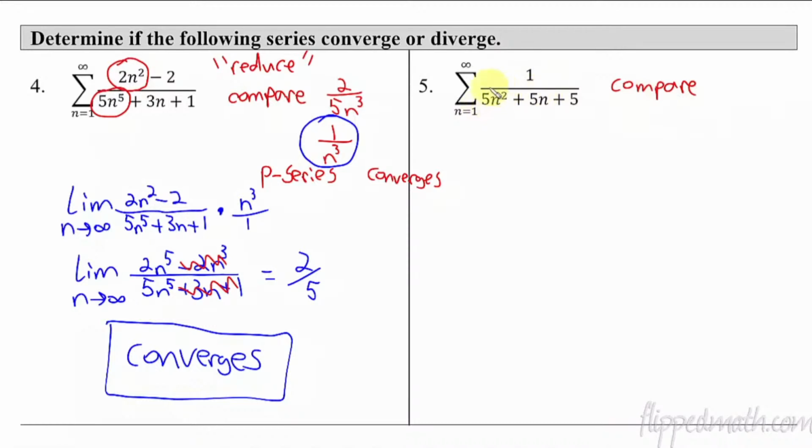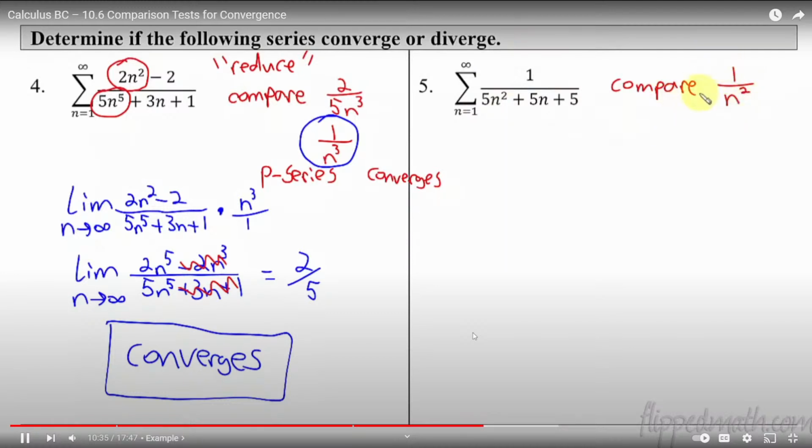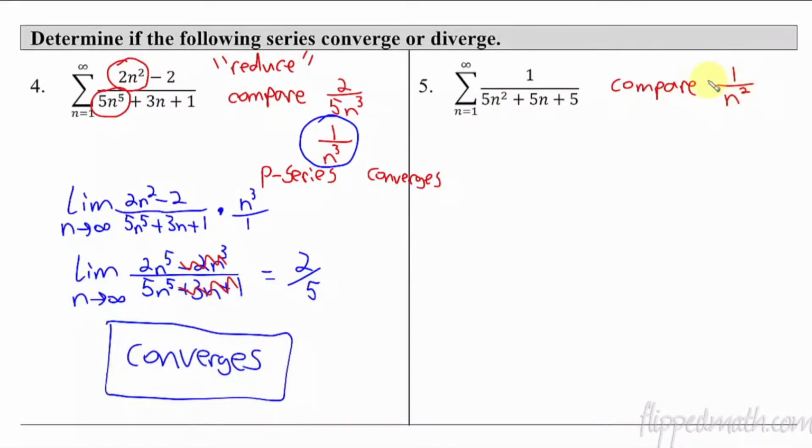Well, we just are going to look at this largest term, and I can get rid of the 5 there. Let's just do 1 over n squared. That's all we need to use to compare. Now, before we start working it, we need to know if this converges or diverges.